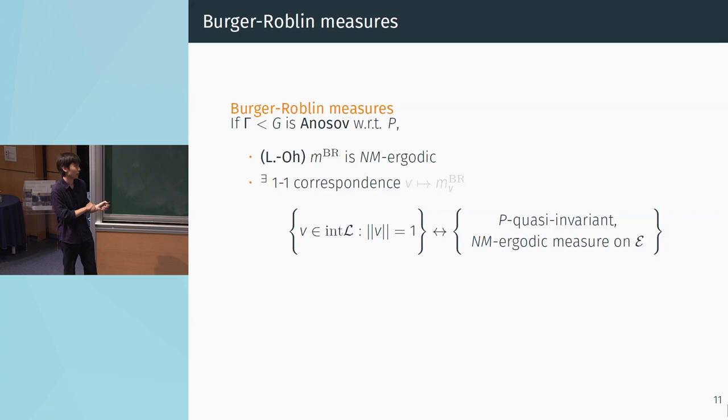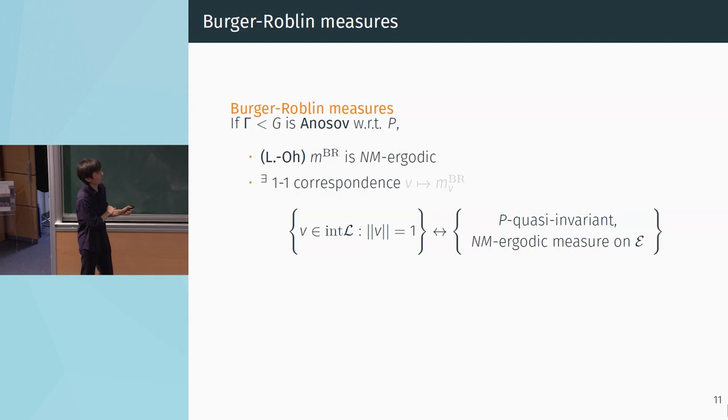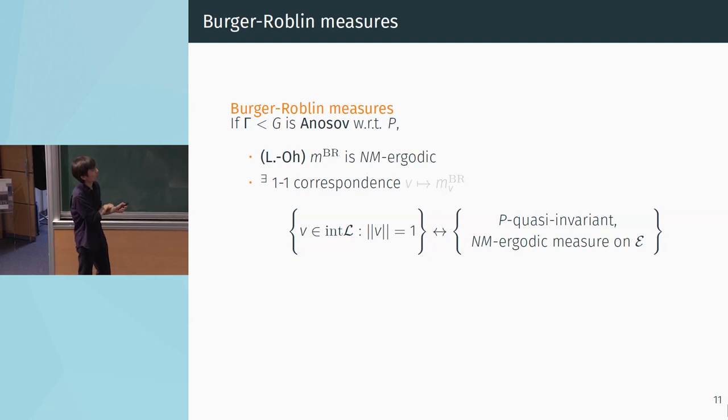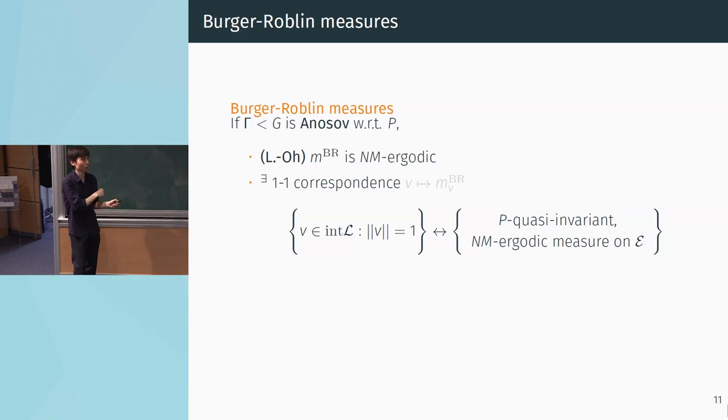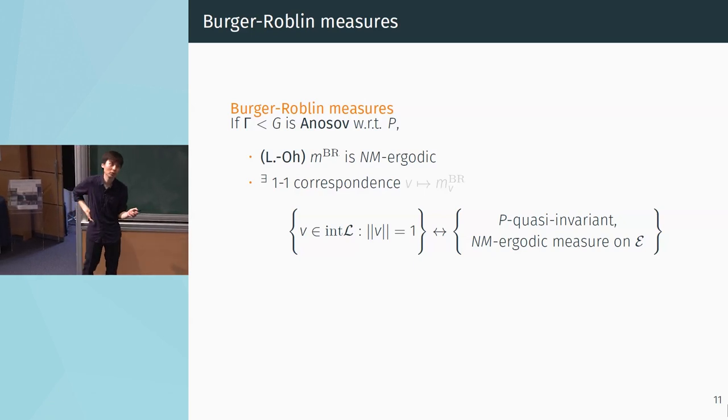And there's a one-to-one correspondence. It's basically coming from the one-to-one correspondence between Patterson-Sullivan measures and directions. Let's remember that this L is the limit cone. In the interior of the limit cone, you choose a vector and then normalize it so that you can represent a direction. There's a one-to-one correspondence between unit vectors in the interior of the limit cone and the set of all P quasi-invariant and NM ergodic measures which are supported on E, which is the same as the support of the Burger-Roblin measure.